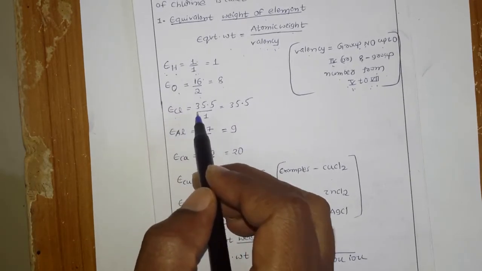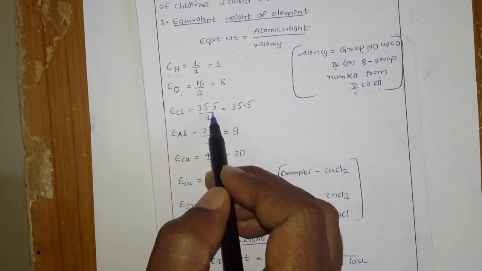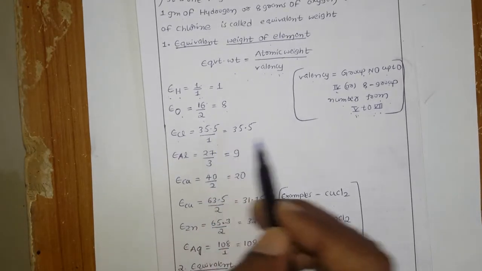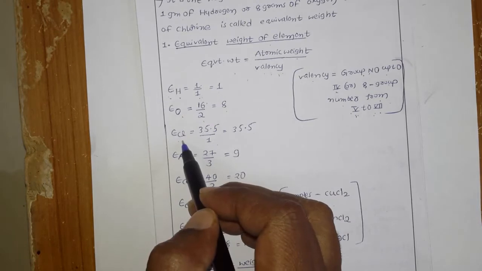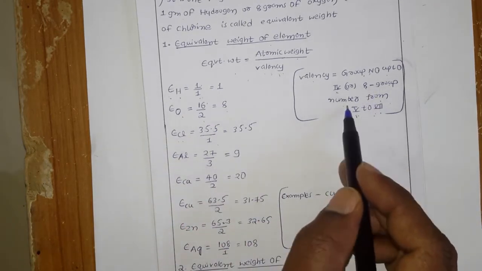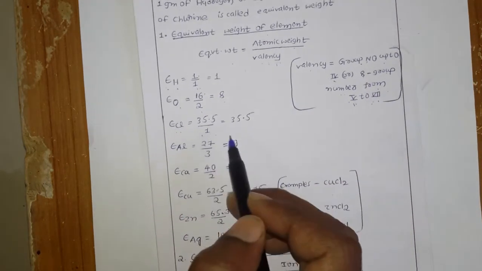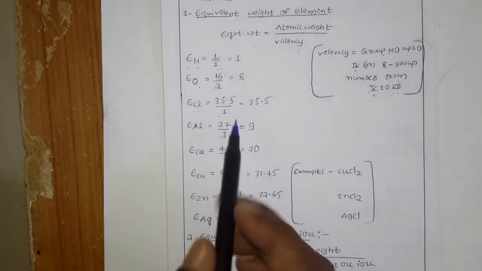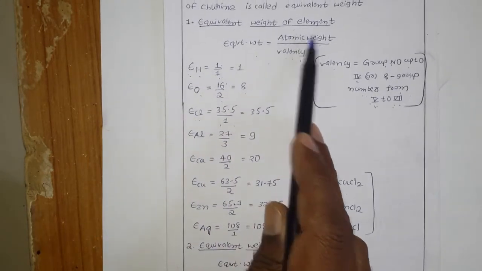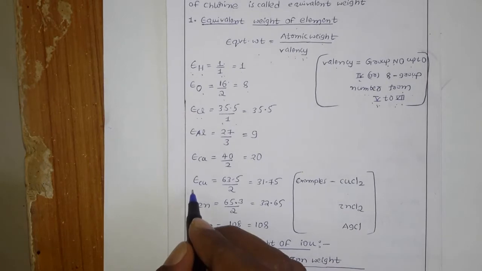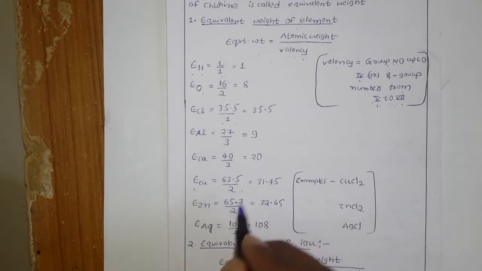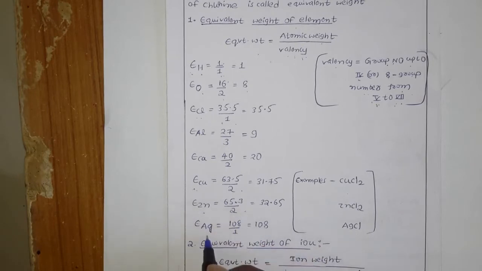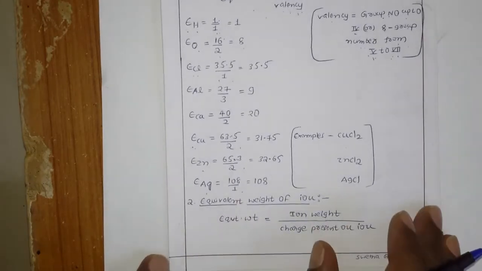Equivalent weight of chlorine: first of all, the atomic weight, that is 35.5, divided by valency. Chlorine belongs to the 7th group, so the valency is 8 minus 7, which is 1. Like this you have to calculate the equivalent weight of the elements. Coming to the d-block elements, one example: for copper it is generally 2, for zinc it is 2, and for silver it is 1.